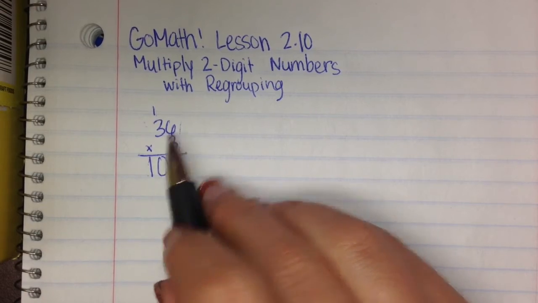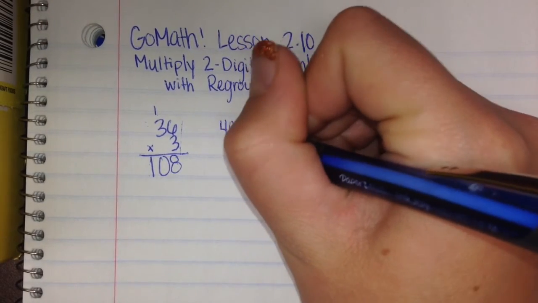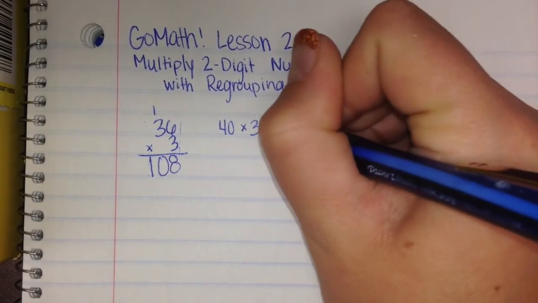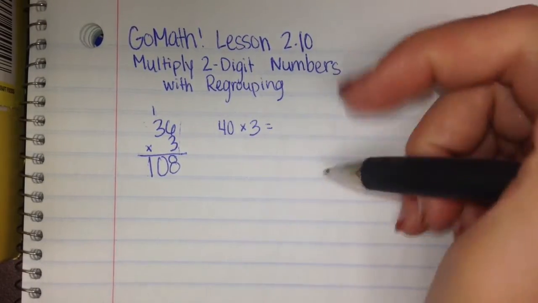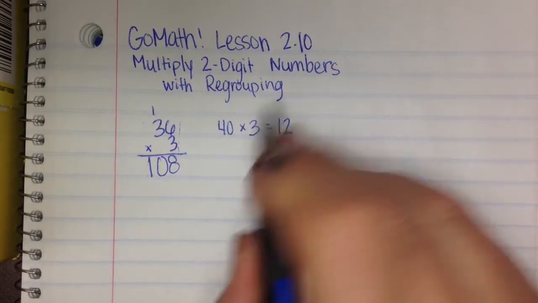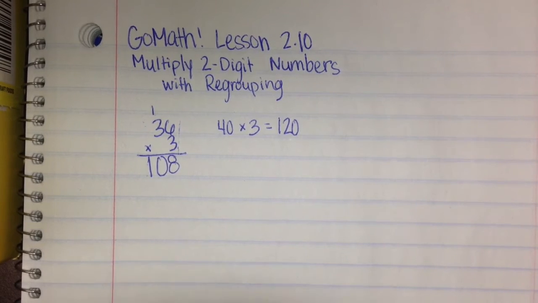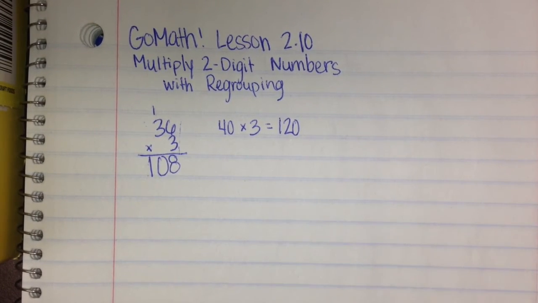Now in order to check that answer to see if it's a good answer, I'm going to estimate, and I know 36 is really close to 40. And I'm going to times that by 3. 4 times 3 is 12, with a 0 on the end, makes 120. So 108 is really close to 120, so that's probably a reasonable answer.